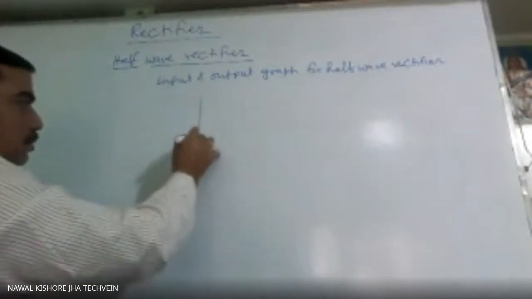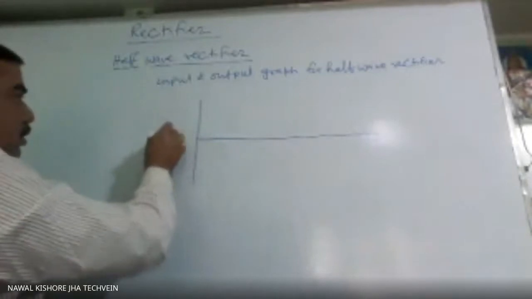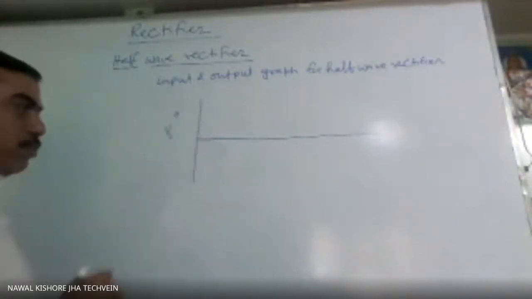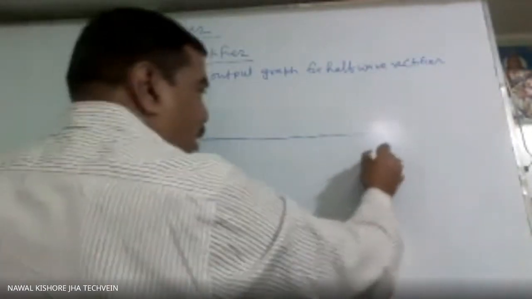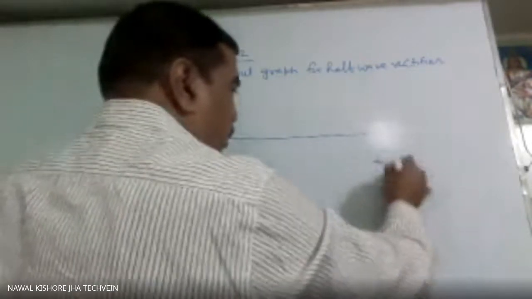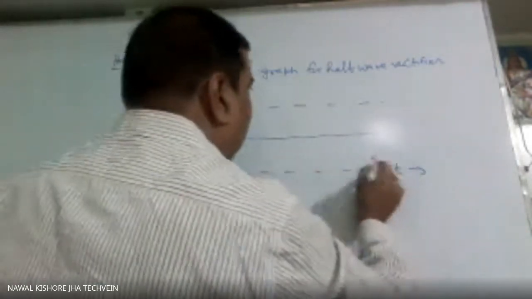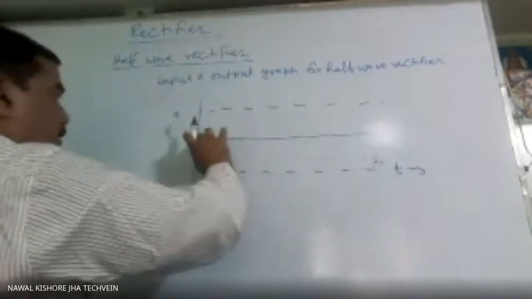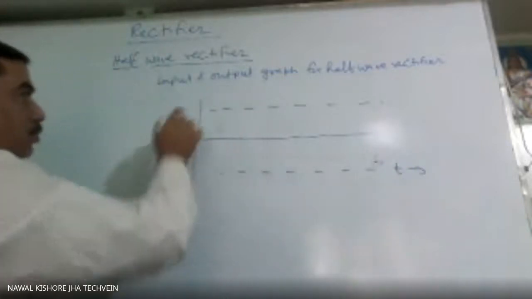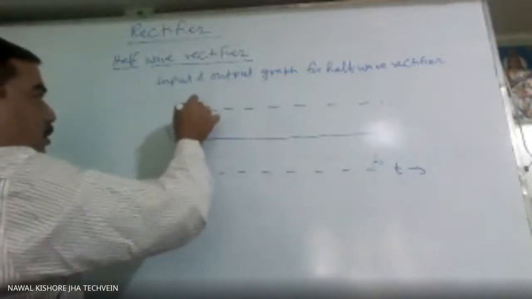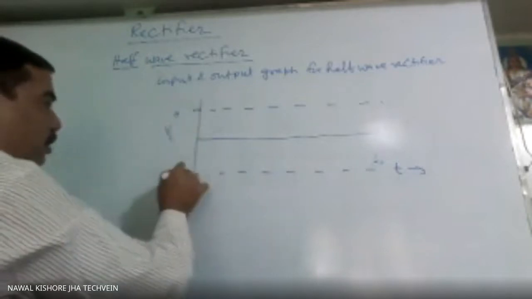So this voltage VI, we say, okay, input voltage. Time will be this one. Up and down both should be same. So this is suppose plus V, this is minus V.